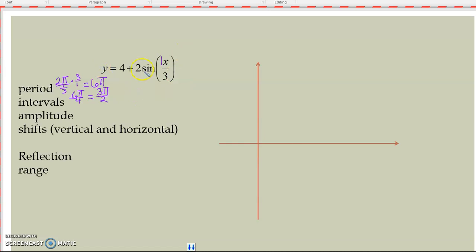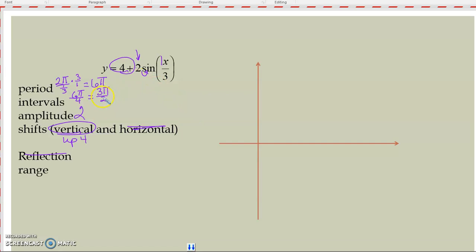Okay, let's see what else we have. We do have an amplitude difference, and that's at 2. Remember, amplitude's right in front of the function. And then we have this vertical shift of up 4. Okay, nothing else is in the parentheses, so we didn't have a horizontal, and there was no negative in front of the function, so we didn't have a reflection. All right, so let's see what we want to do.